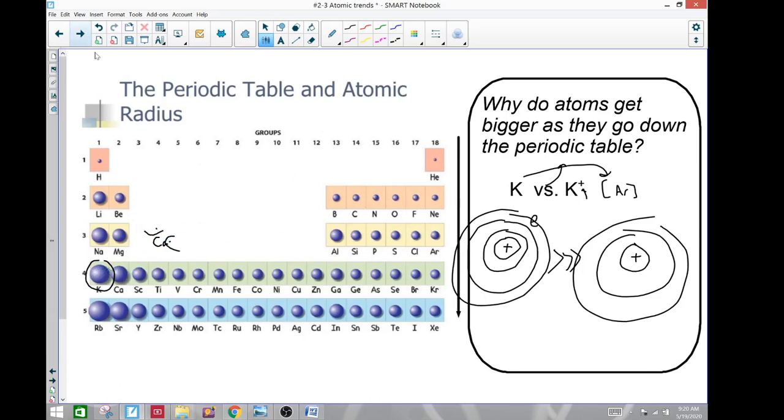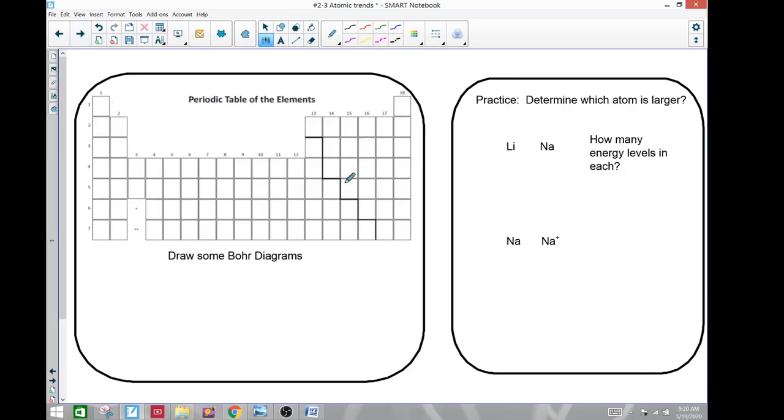Okay, so next up, determine which one is larger. The first thing we do is find them on the periodic table.